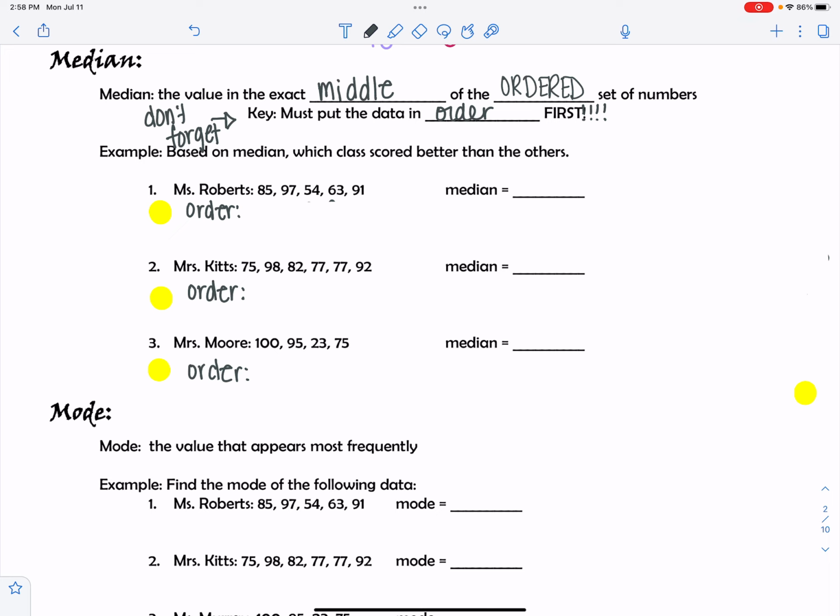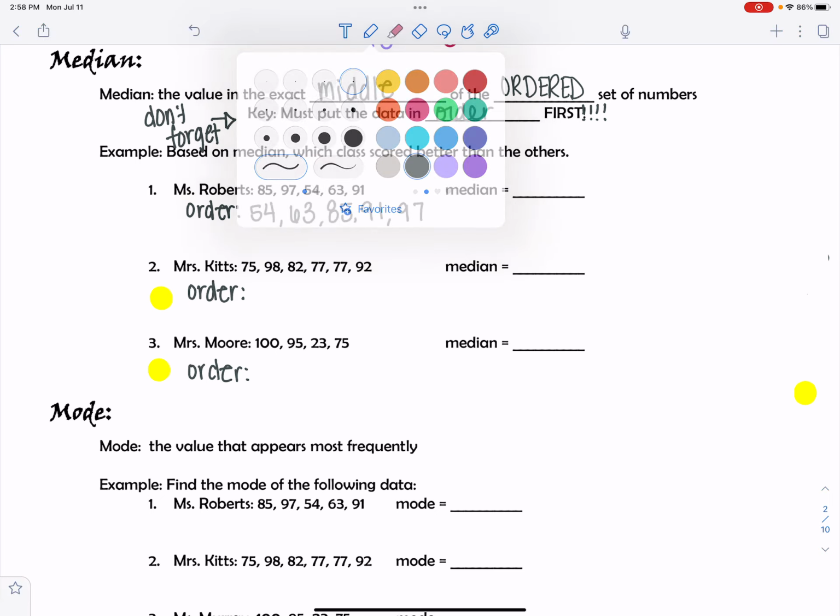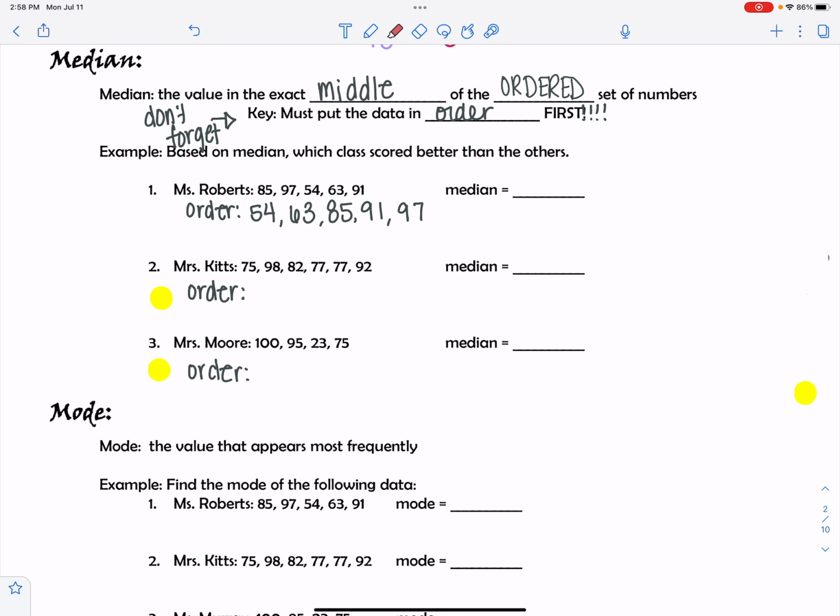So we're going back to those same test scores from the mean example. Now, instead of looking for the mean, we're looking for the median. And so we're looking for the number in the center. So we've got Miss Roberts, 85, 97, 54, 63, 91. Well, we want to order her test scores to get this. Now that those are ordered, I'm going to find the number in the center. And so in the center of this data is going to be the number 85. And so the median for her class is going to be 85%.